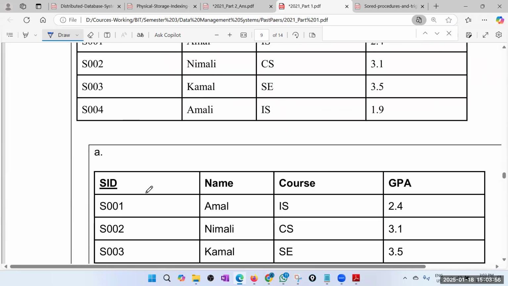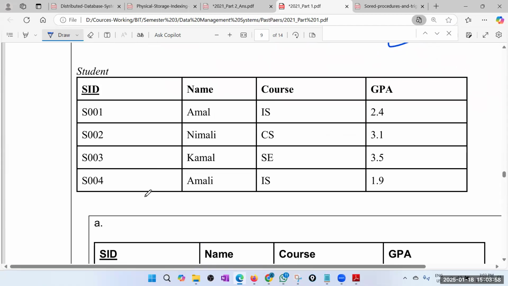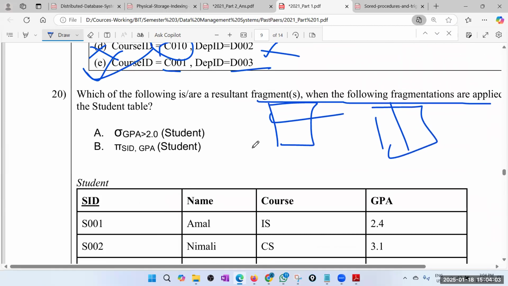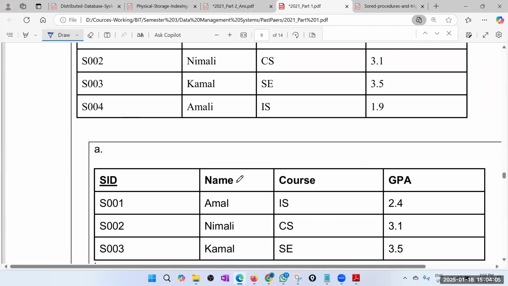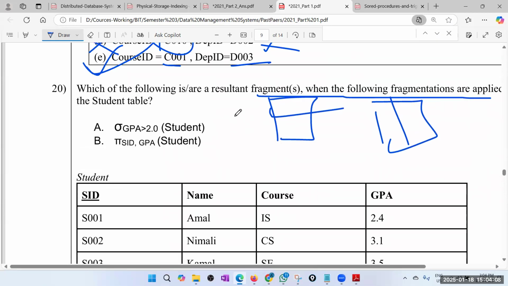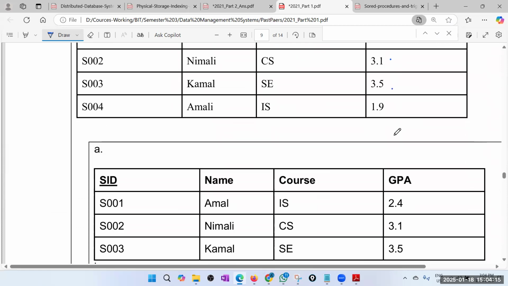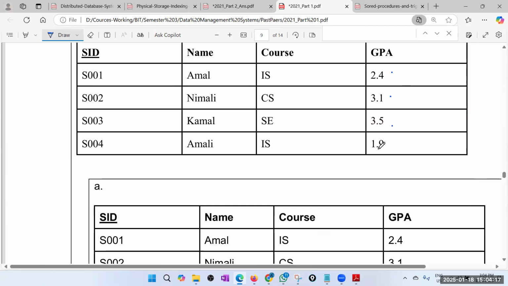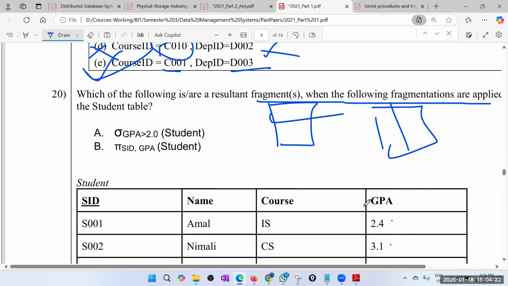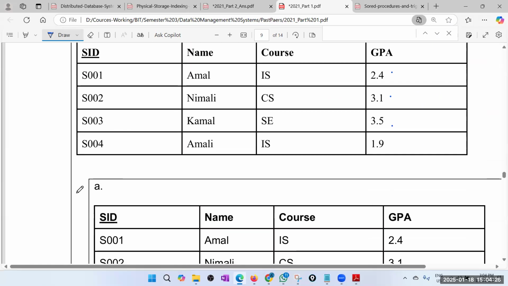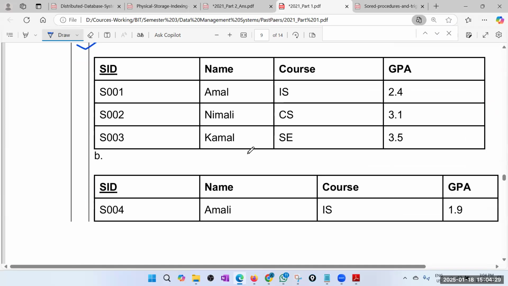අහන්න. A SID name course GPA, මේක fragment එකක් වෙන්න ඕනේ නේද? Is it greater than 2? Greater than 2 ඇද මෙතන ඉන්නේ? 2.4, 3.1, 3.5 තුන් දෙනෙක් ඉන්නවා. But 1.9 is not there. That is fine. Right? 1.9 is not there. So that is the answer. Yes, that is one of this fragment. A is fragment. Correct.